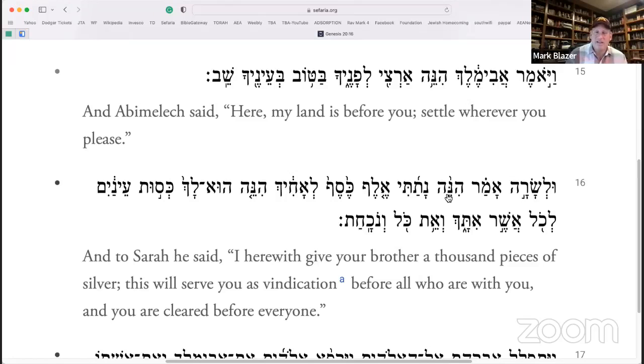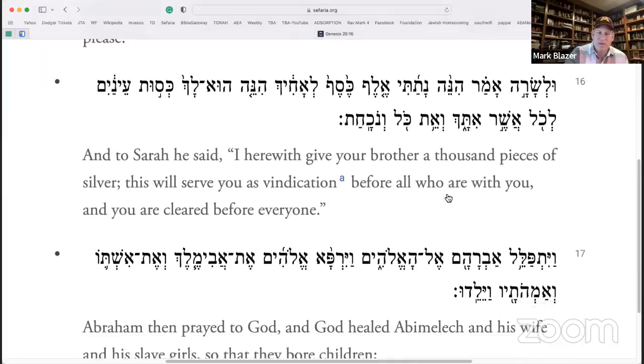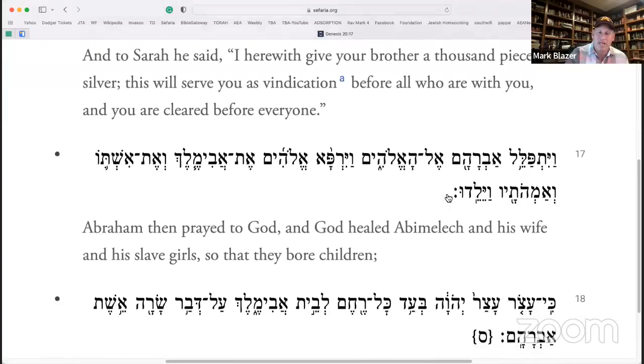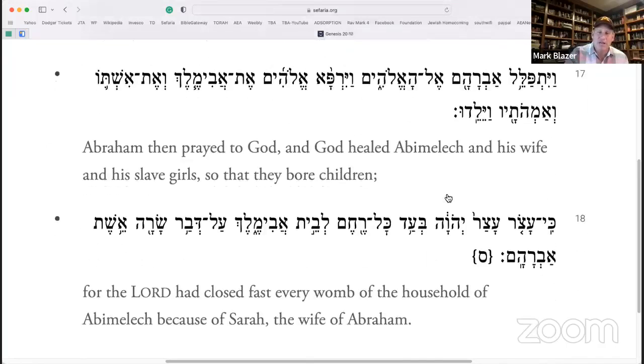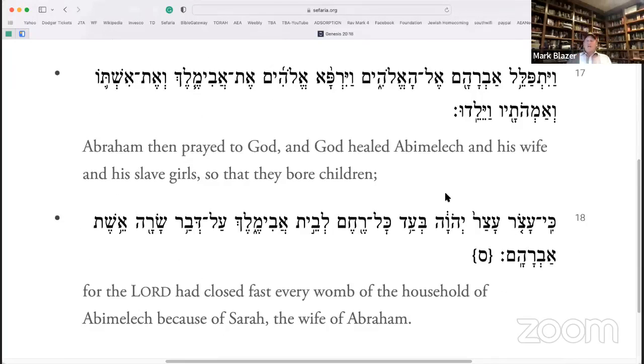So it's an interesting indication that maybe Avimelech isn't quite as righteous as he's making himself out to be. And Abraham then prayed to God, and God healed Avimelech and his wife and his slave girls, so that they bore children. For the Lord had closed fast the womb, every womb of the household of Avimelech, because of Sarah, the wife of Abraham. And that is almost like God saying, oh no, it's not his sister, it's his wife. You know that it's his wife.